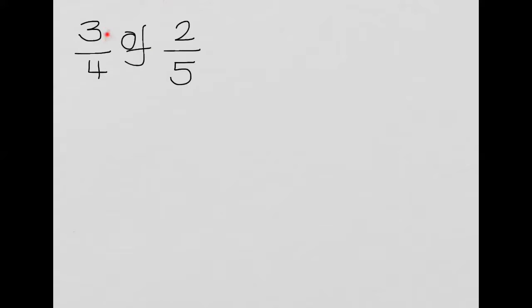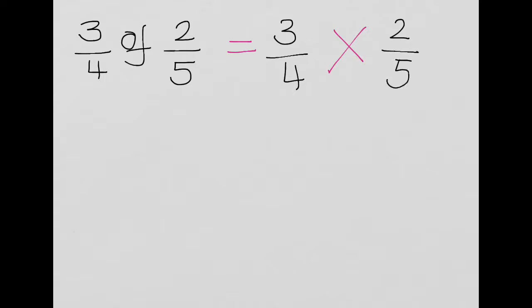I've learnt what of means, and I now can rewrite this as 3/4, and instead of "of", I can write multiply, because I know that of means multiply, and that's of 2/5. Brilliant. So now my knowledge of "of" and multiplying being the same thing has helped me to access this question. And to do that, what I now need to do is just use my knowledge of how to multiply fractions.